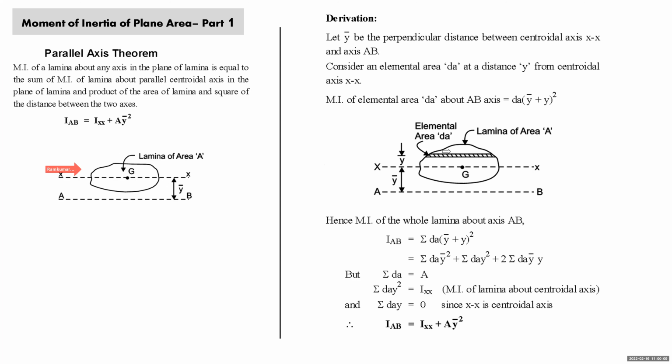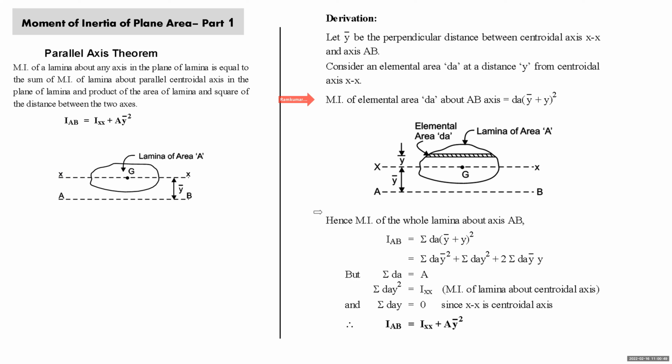Now we'll go for the derivation of it. On the right side, you can see that I have taken the same lamina of area A. I have assumed one elemental strip, elemental area dA. This is the centroidal axis XX. This is the reference axis AB. The distance between the two axes is y bar. Y is the distance between the centroidal axis and the elemental area. Then the moment of inertia of this elemental area about axis AB, as per the basic definition of second moment of area, is dA into (y plus y bar) square.